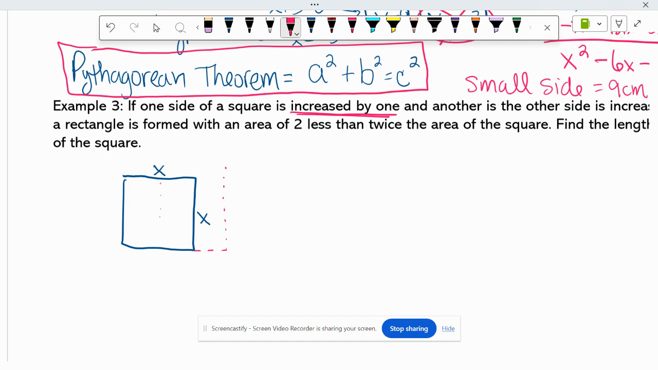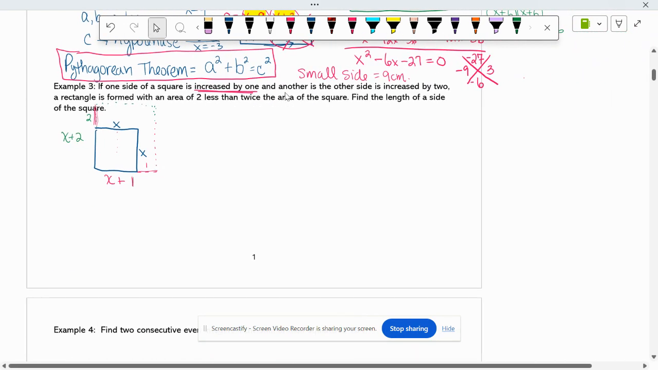One side is growing by 1 unit. So this measurement is now going to be x plus 1. What's happening to the other side of my square? Yeah, it's increased by 2. So this side is now x plus 2. So I'm going to put a plus 2 over here, and I put a 1 right here. Do you guys see that? I'm increasing it, making it grow over there.